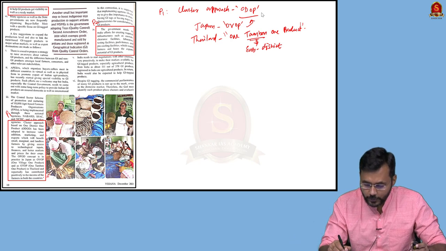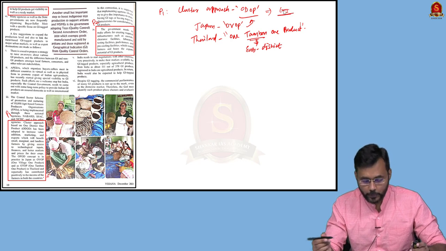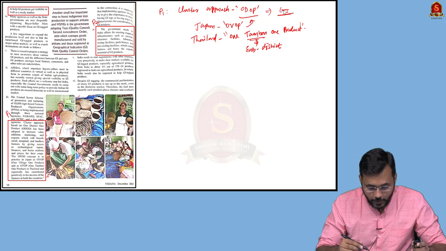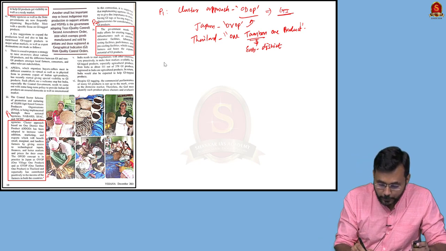So one district, one product, again, we can relate with GI. The government is keen on promoting GI through this one district, one product. And also we can see what other measures need to be taken for promoting GI. So, GI promotion measures.